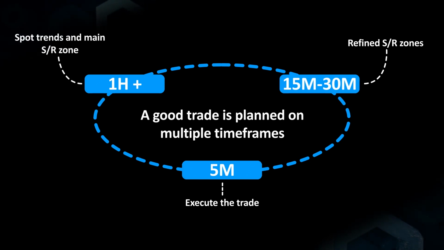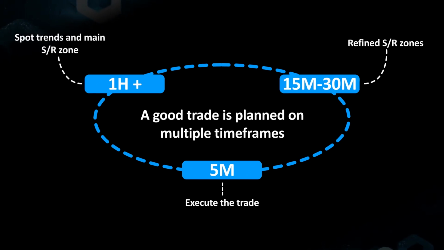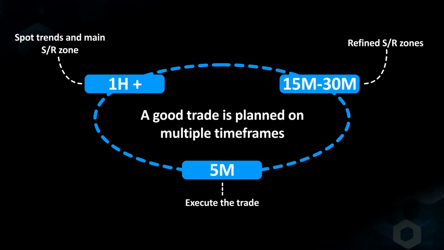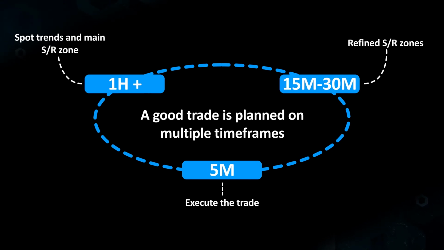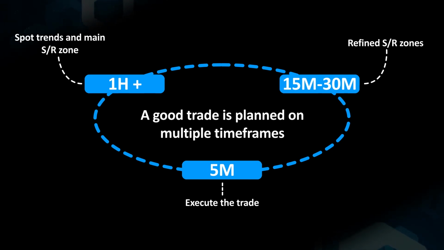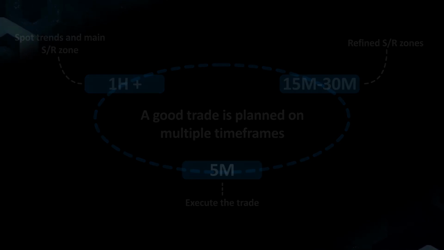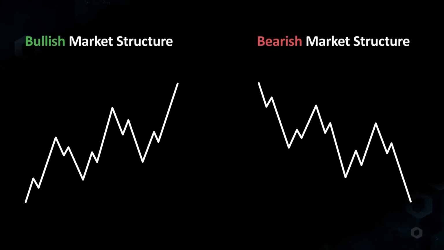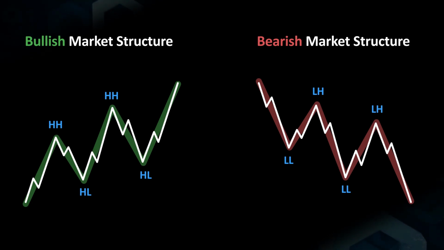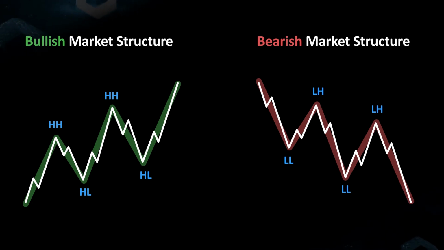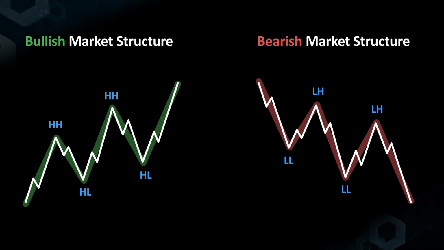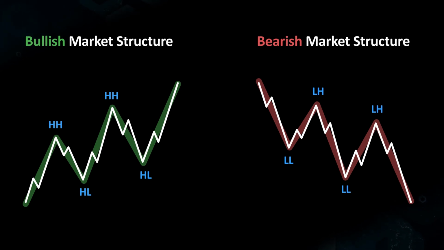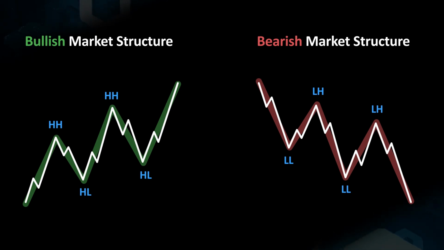Now, let's talk about spotting the overall market trend. For this, we'll turn to higher timeframes, such as the 1 hour or even longer. These timeframes allow us to assess the market's broader movement and determine whether it's exhibiting a bullish or bearish bias. When referring to bullish and bearish market structure, we're looking for patterns of higher highs and higher lows in an uptrend, indicating a bullish bias. Conversely, lower highs and lower lows in a downtrend indicate a bearish bias. Recognizing these classic market structures helps us align our trades with the prevailing trend.